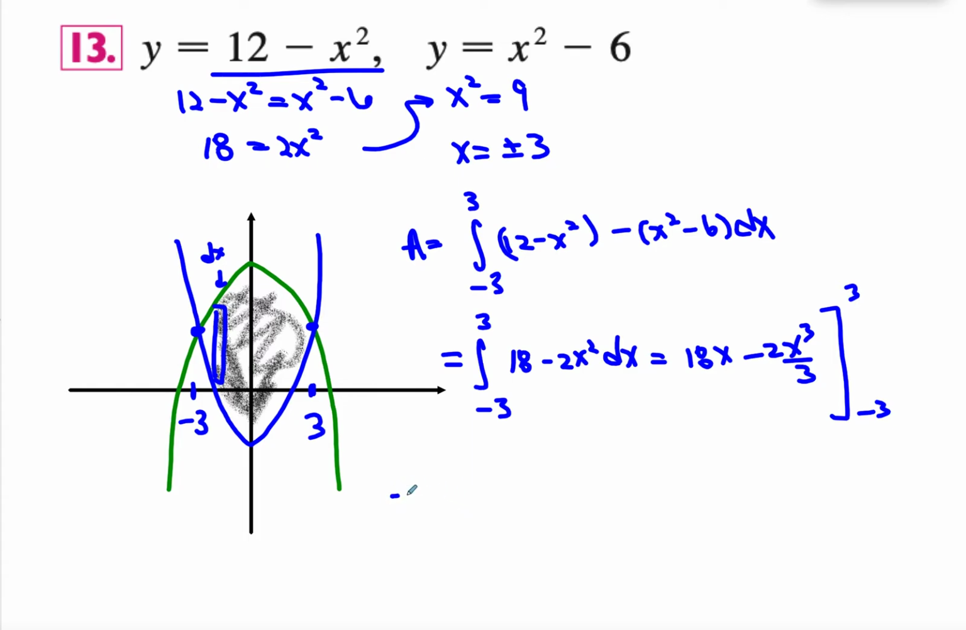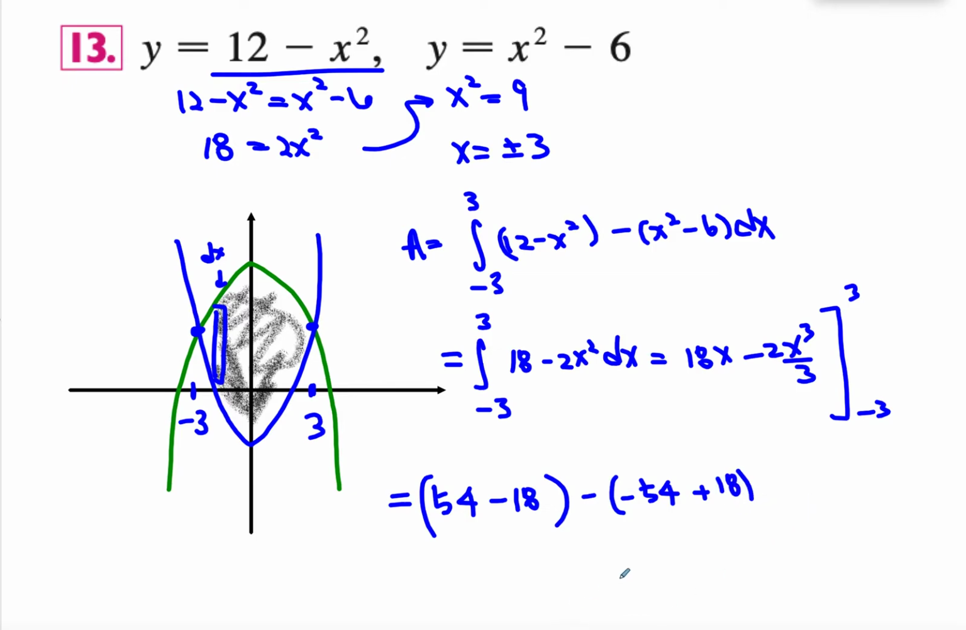So let's plug in 3 first. When you plug in 3, what do we end up getting, guys? We get 54, 18 times 3. And then minus 2 times 3 to the third power, which is 27, divided by 3 becomes 9, so we get minus 18. That's what we end up getting. Minus, if you plug in -3, we end up getting -54. And then when you plug in -3 in place of x here, we get -27 divided by 3, which becomes -9. But we have plus 18 there.